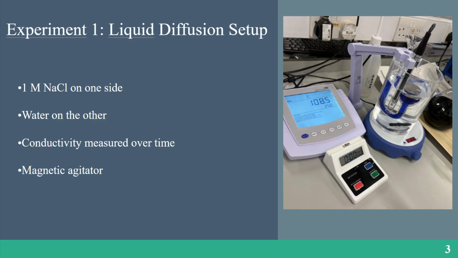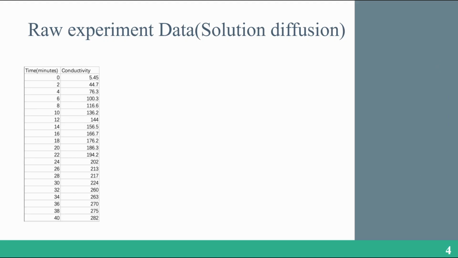To measure the diffusion in solution, we set up a diffusion cell and we added sodium chloride solution to that diffusion cell, about 30 milliliters of 1 mole per liter sodium chloride, and then we placed the diffusion cell inside of a pure water solution, distilled water, and turned on the magnetic agitator, and then we measured the conductivity over time.